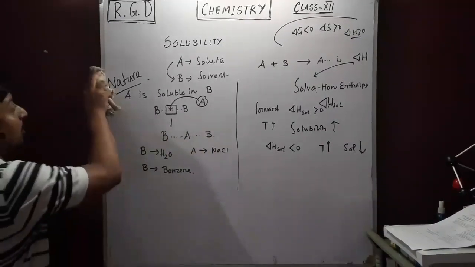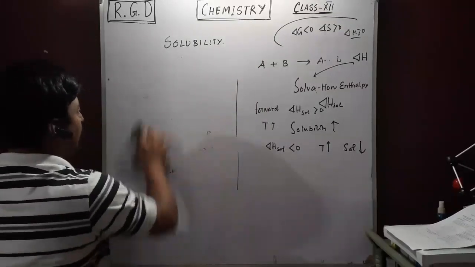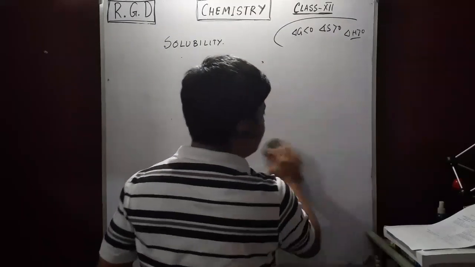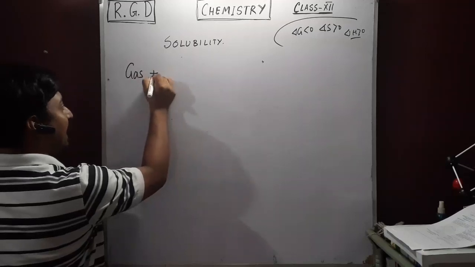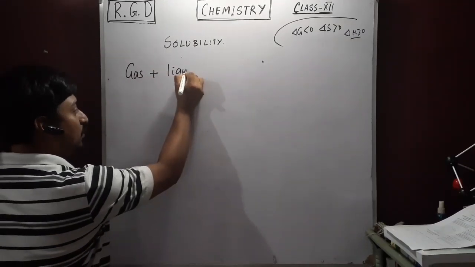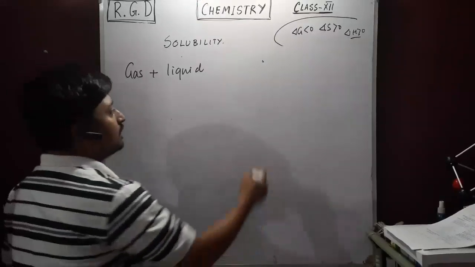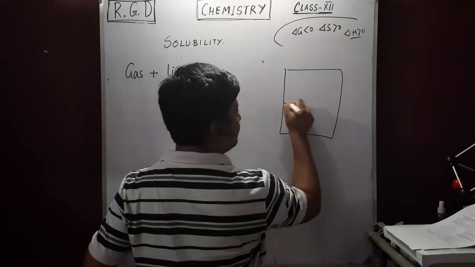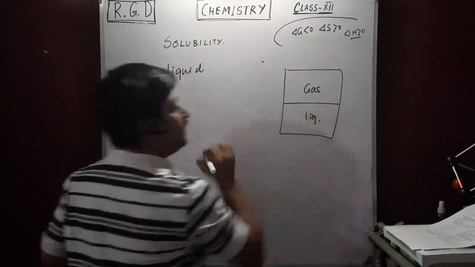But if I talk about gas-liquid solvation, what kind of case is that? Let's say I'm talking about a gas plus liquid solvation. What will happen in this case? Think, let's say you have a container, and in this container you have a gas here and you have a liquid here.